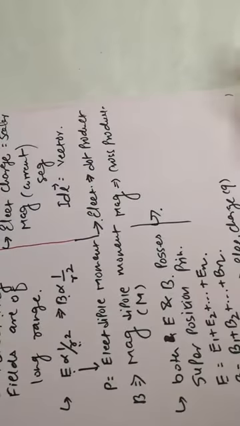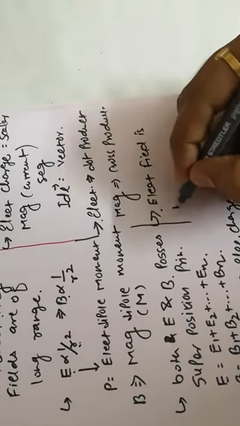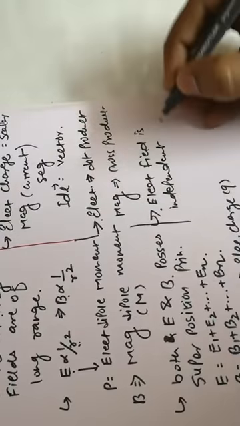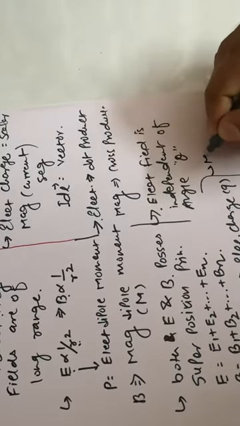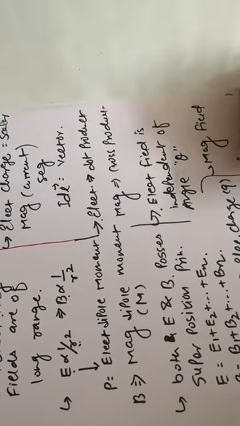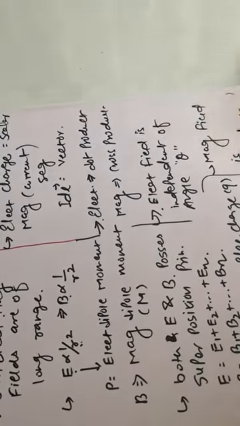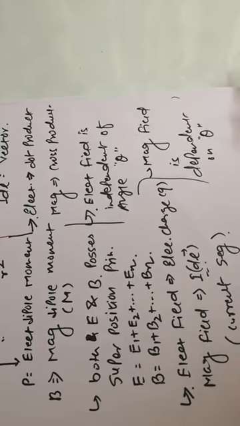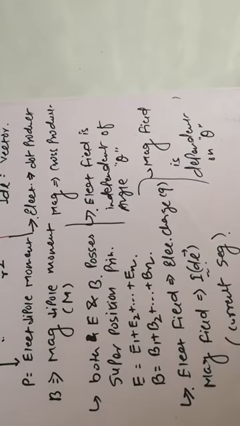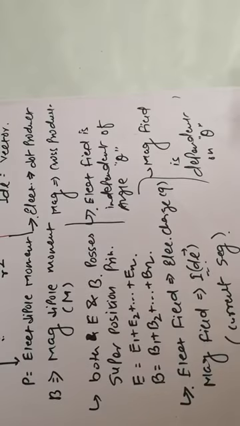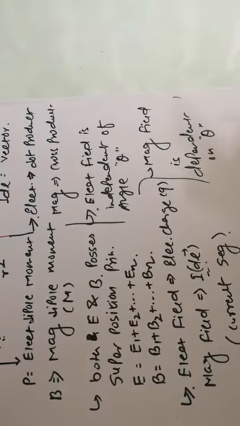Last but not least, an important one: the electric field is independent of angle theta, while my magnetic field is dependent on angle theta. So in the electric field we are not bothering about dot or cross notation, because we are habitual that electric field lines pass from plus to minus, which is vice versa for the dipole. But in the magnetic field we have to be very cautious about our thumb rule, where our magnetic field lines are entering and where they are going outside.